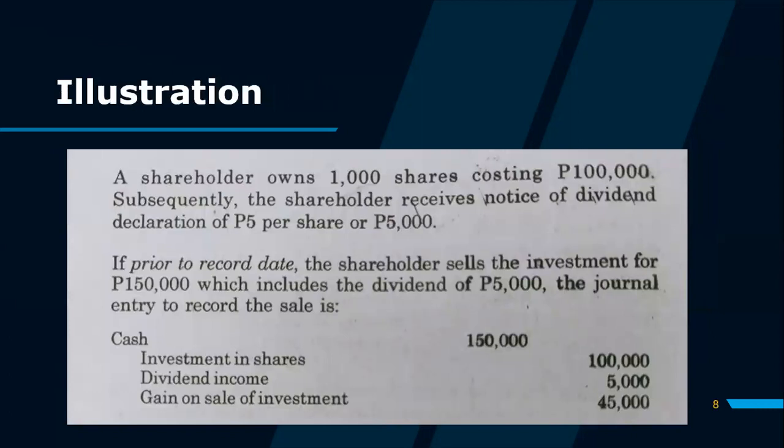To illustrate, a shareholder owns 1,000 shares costing 100,000. Subsequently, the shareholder receives notice of a dividend declaration of 5 per share or 5,000. Prior to the record date, the shareholder sells the investment for 150,000, which includes the dividends of 5,000. So the journal entry is debit cash, then credit investment in shares, which is 100,000, and then dividend income, which is the declared 5,000, and then the difference will be gain on sale of investment.